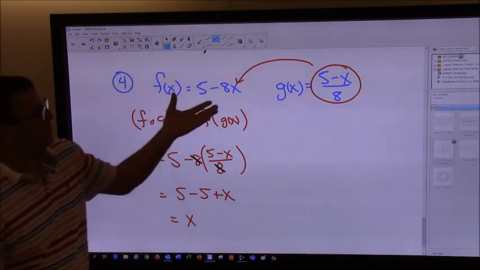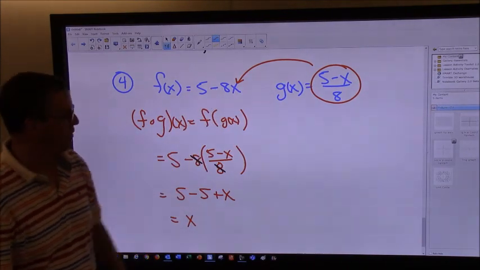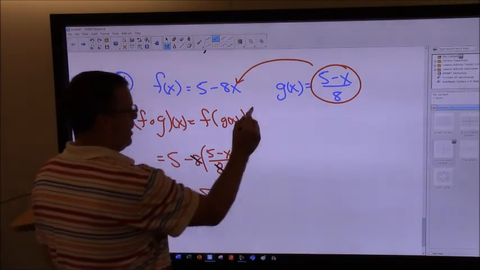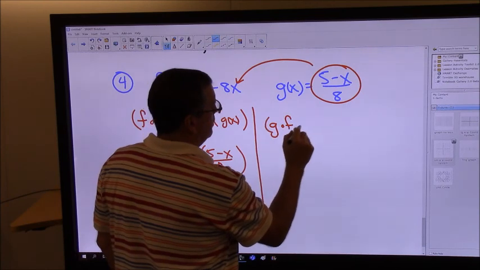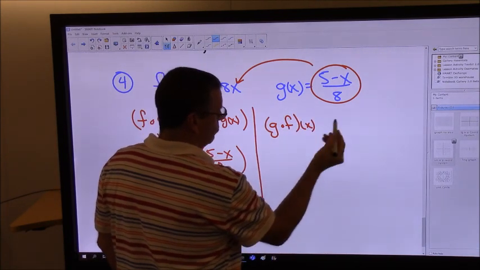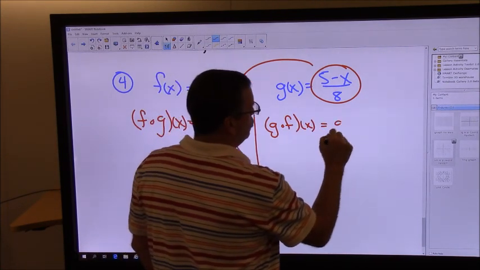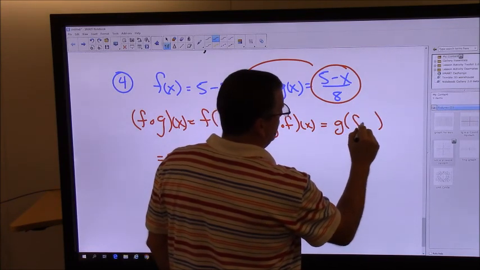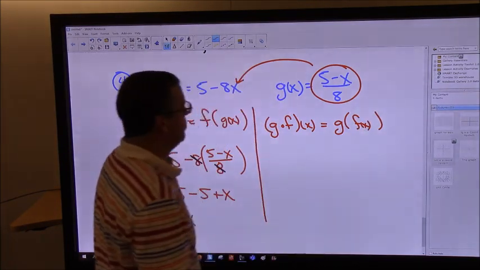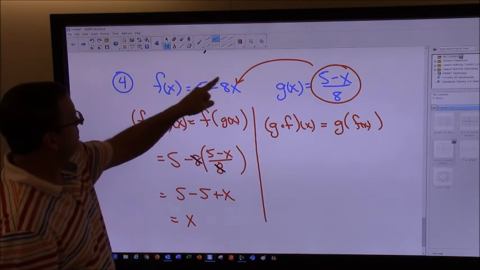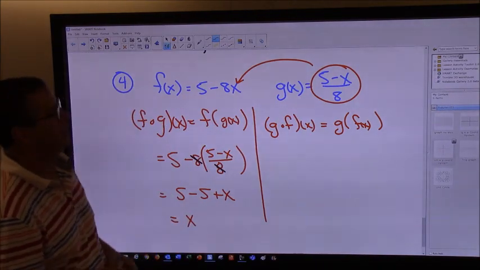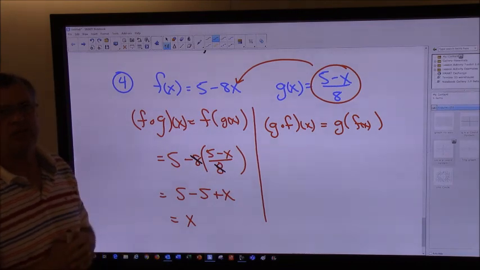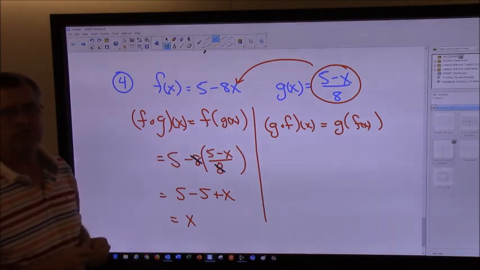So I'm thinking, yes, these are inverses of each other, but before I decide for sure, I have to do g of f of x. So now we're going the other way. We're going to take this expression and put it in place of the x variable here and see if we get x for an answer. You guys go ahead and try that one.